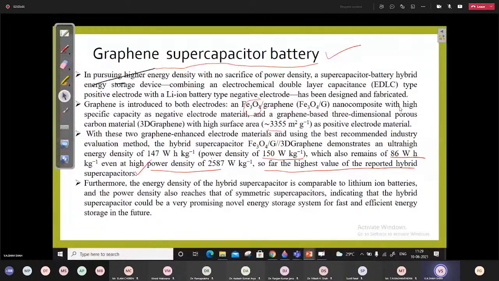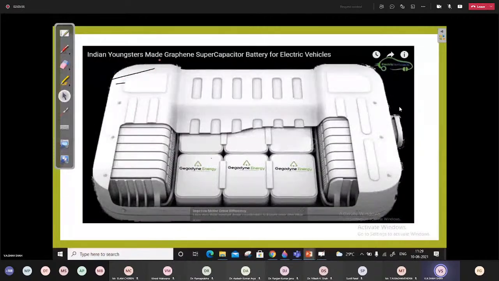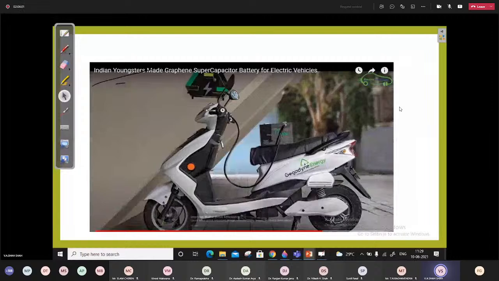Of course, I can give you an example of Indian youngsters who made a graphene supercapacitor battery for an electric vehicle. They have used the same technology and they have built a two-wheeler, and in this two-wheeler it is a 1 kWh battery they have made, which is a combination of graphene supercapacitor battery, that is a supercapacitor terminal and a battery terminal, and that is provided with the graphene material.